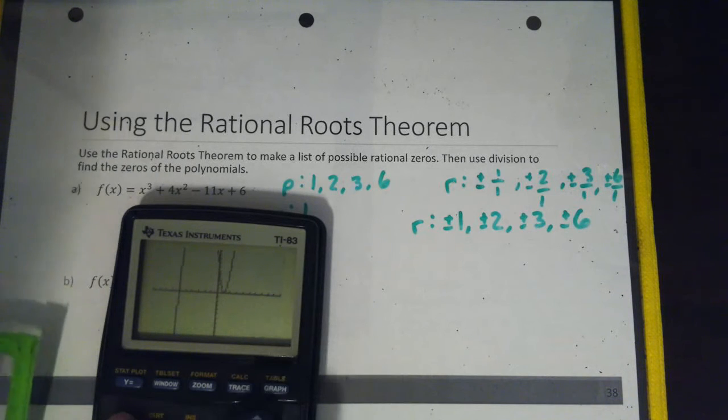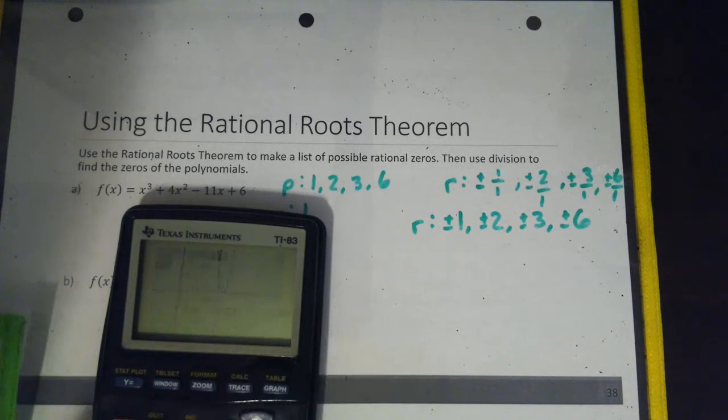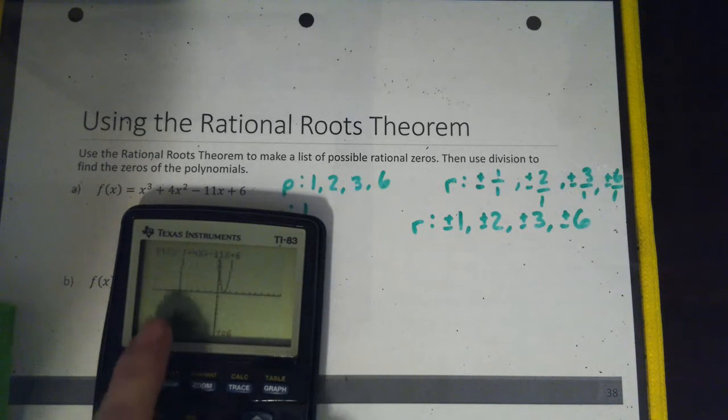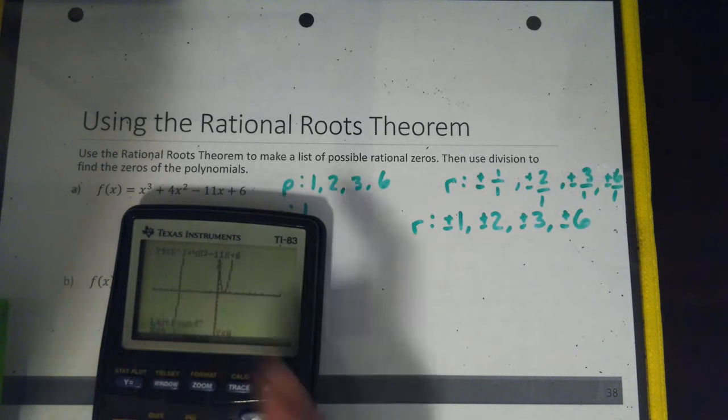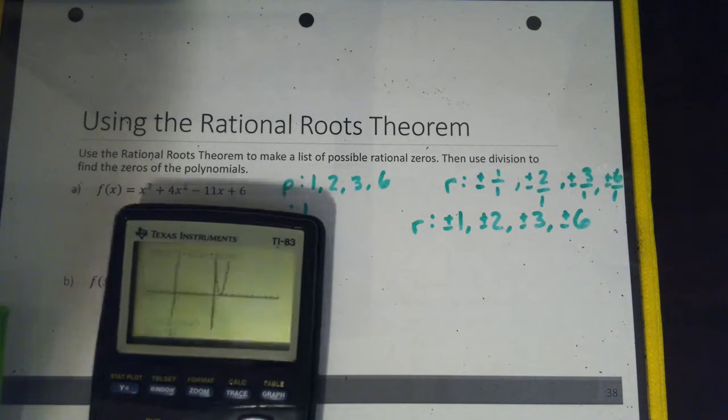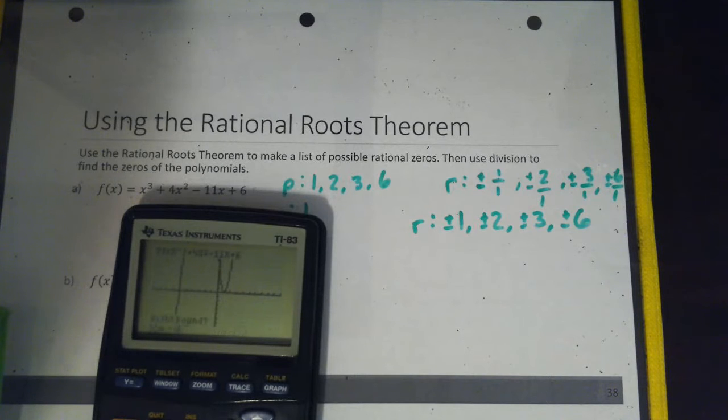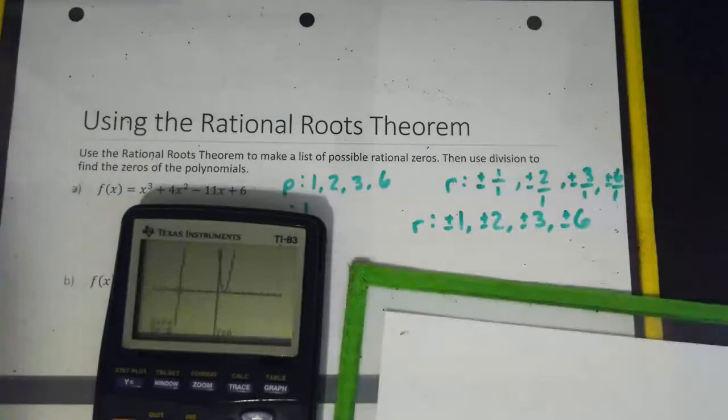So now I'm going to use my calculate. I'm going to go second trace, and I want to calculate the 0, which is number 2. This one appears to be between maybe -8 and -4, so we'll type -8, -4. It kind of looks like -6, so I'll pick a guess of -6. Yep, it says x equals -6 is one of my zeros.